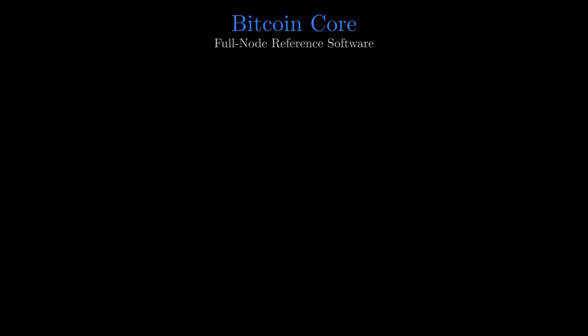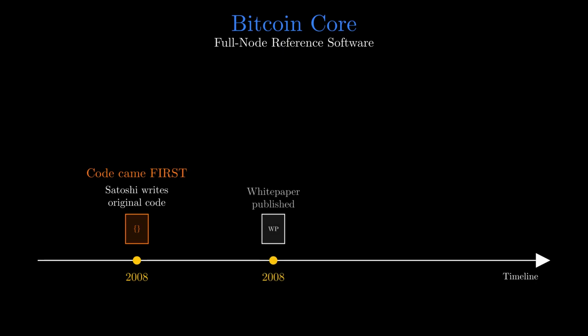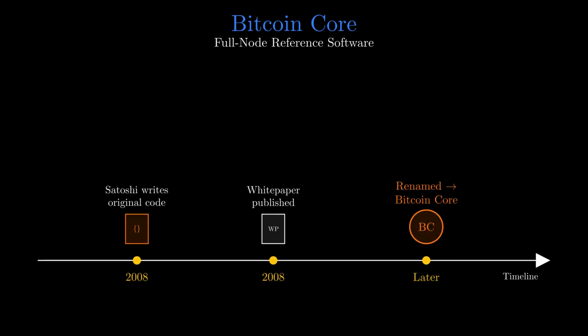Bitcoin Core is the specific full node software most operators choose to run. Its lineage goes back to the very beginning. Satoshi Nakamoto wrote the original implementation before publishing the white paper. The working code came first, the paper second. That original code base was later renamed Bitcoin Core to distinguish it from the broader Bitcoin ecosystem, the network, the currency, the community all sharing the name Bitcoin.